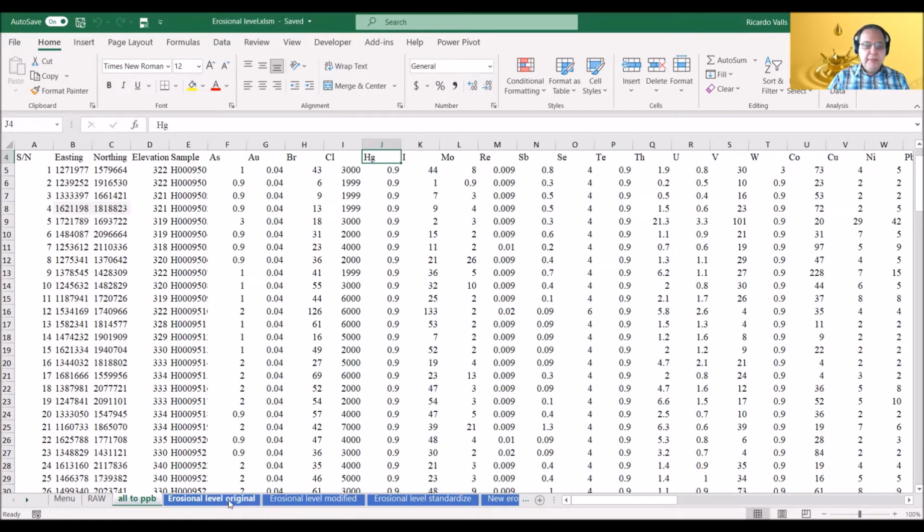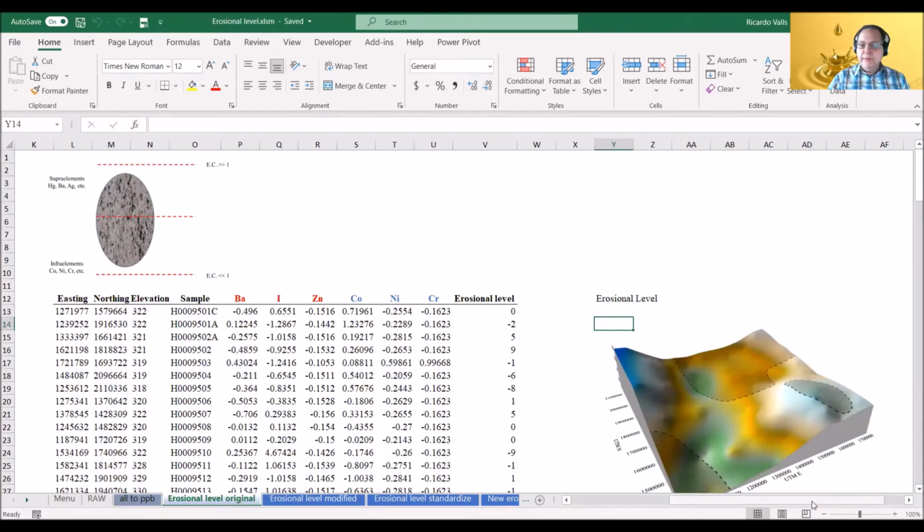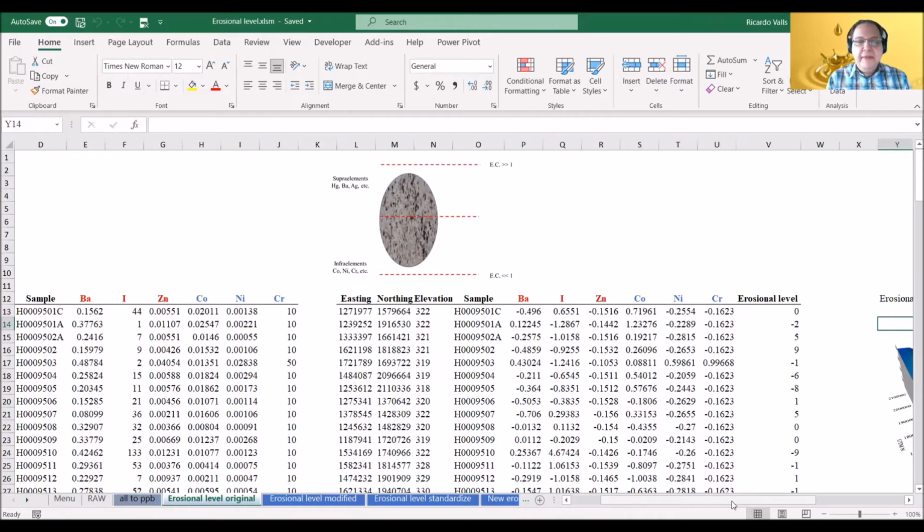Now let's talk about the original way they taught me at the university about this method of erosional level. The basis of this method is that anytime a deposit forms, and we are talking here mostly of magmatic hydrothermal deposits, but it also applies to metasomatic deposits, metamorphic deposits, where there is some circulation and redistribution of the elements in the ore body. So the theory goes that every time a deposit is formed, there will always be a group of elements that will tend to form on top of the deposit. Those are called supraelements. An example of those are mercury, barium, silver, zinc, etc.